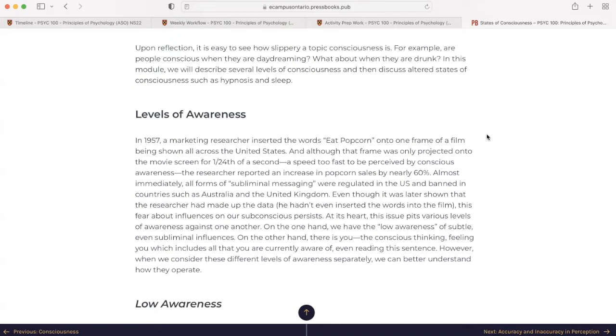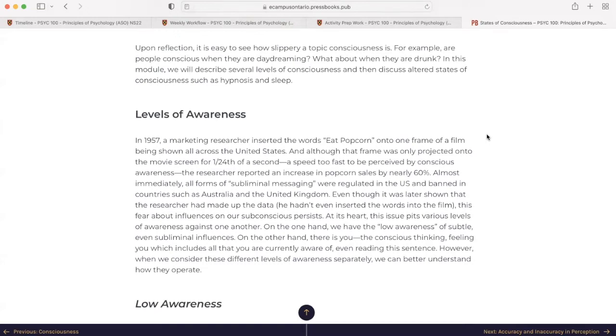Almost immediately, all forms of subliminal messaging were regulated in the US and banned in such countries as Australia and the United Kingdom. Even though it was later shown that the researcher had made up the data, he hadn't even inserted the words into the film, this fear about influences on our subconscious persists.